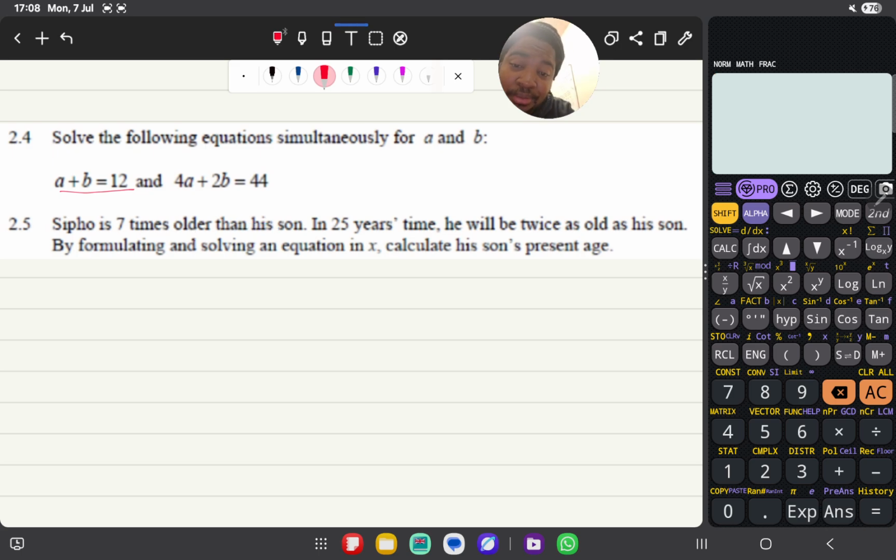In 25 years' time, he will be twice as old as his own son. By formulation, solve an equation in x, calculating his son's present age. Wow. Okay.